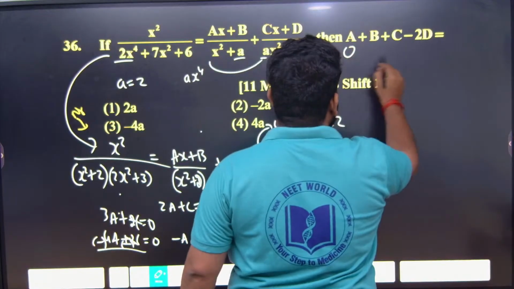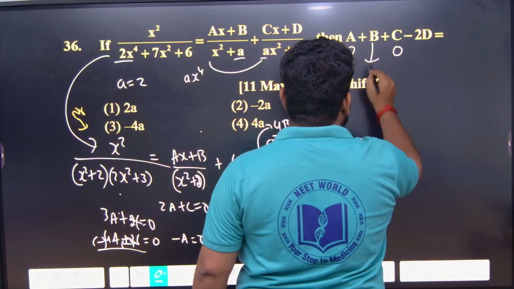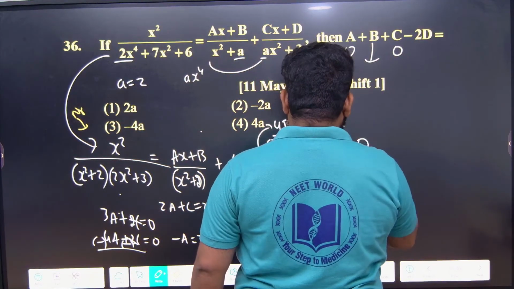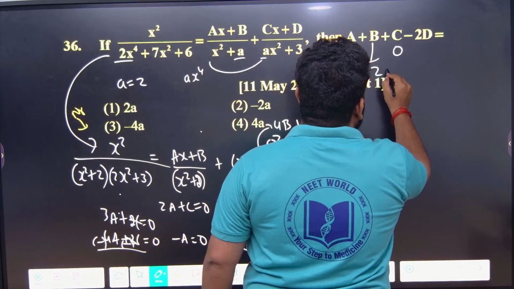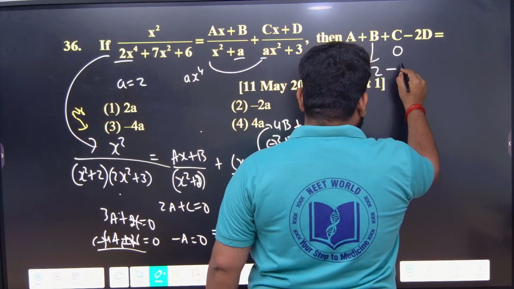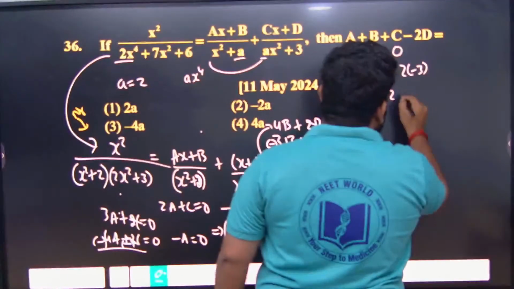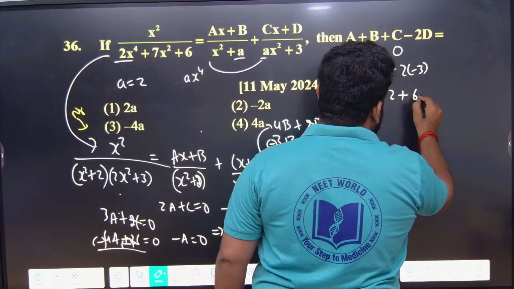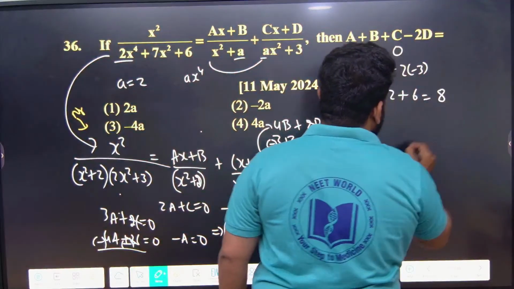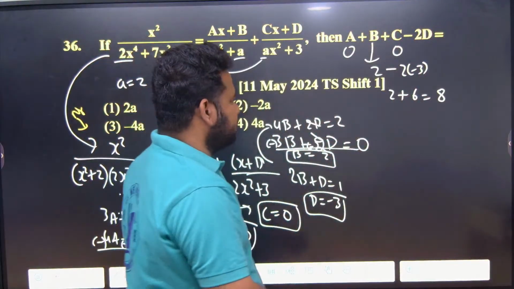a is what? 0, c is what? 0, and b value is 2. 2 minus 2d, 2 into d, 2 into minus 3. 2 threes are 6, plus into minus will become plus, I'll get 8. There is no option 8, so 8 I can write it as what?